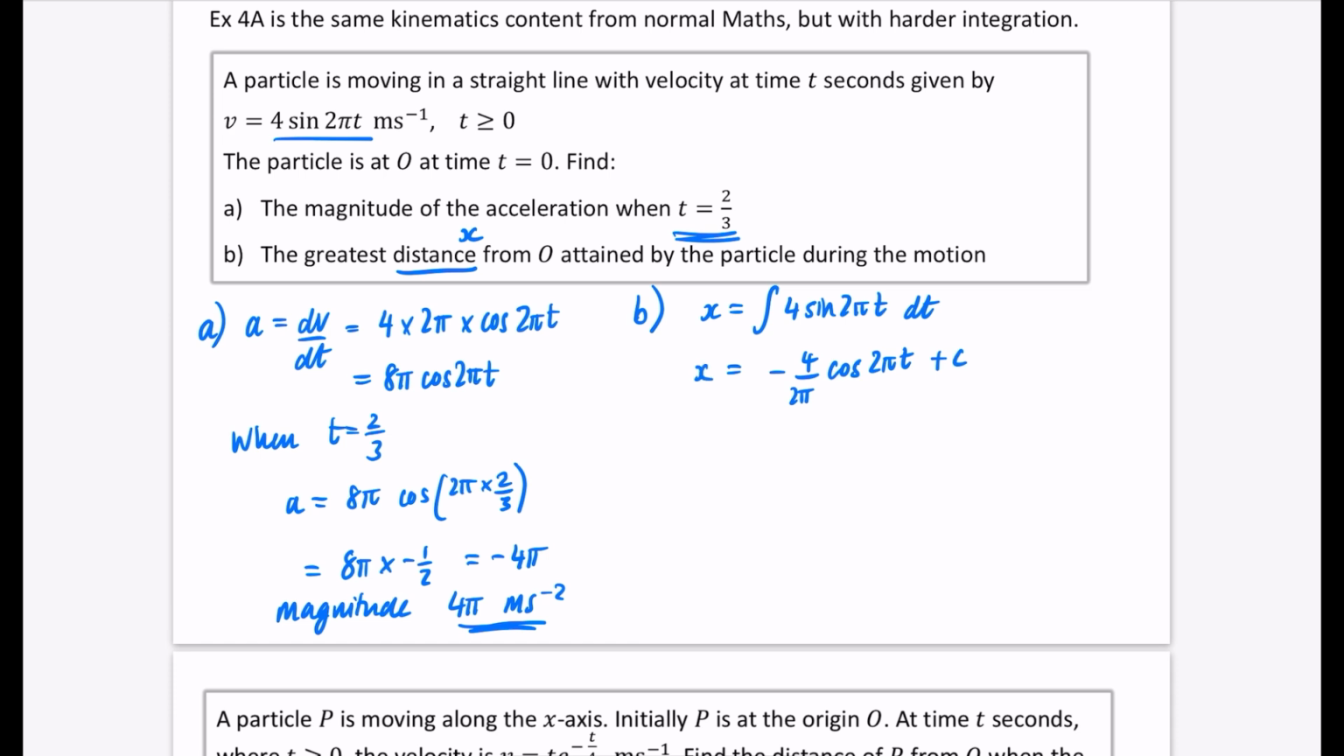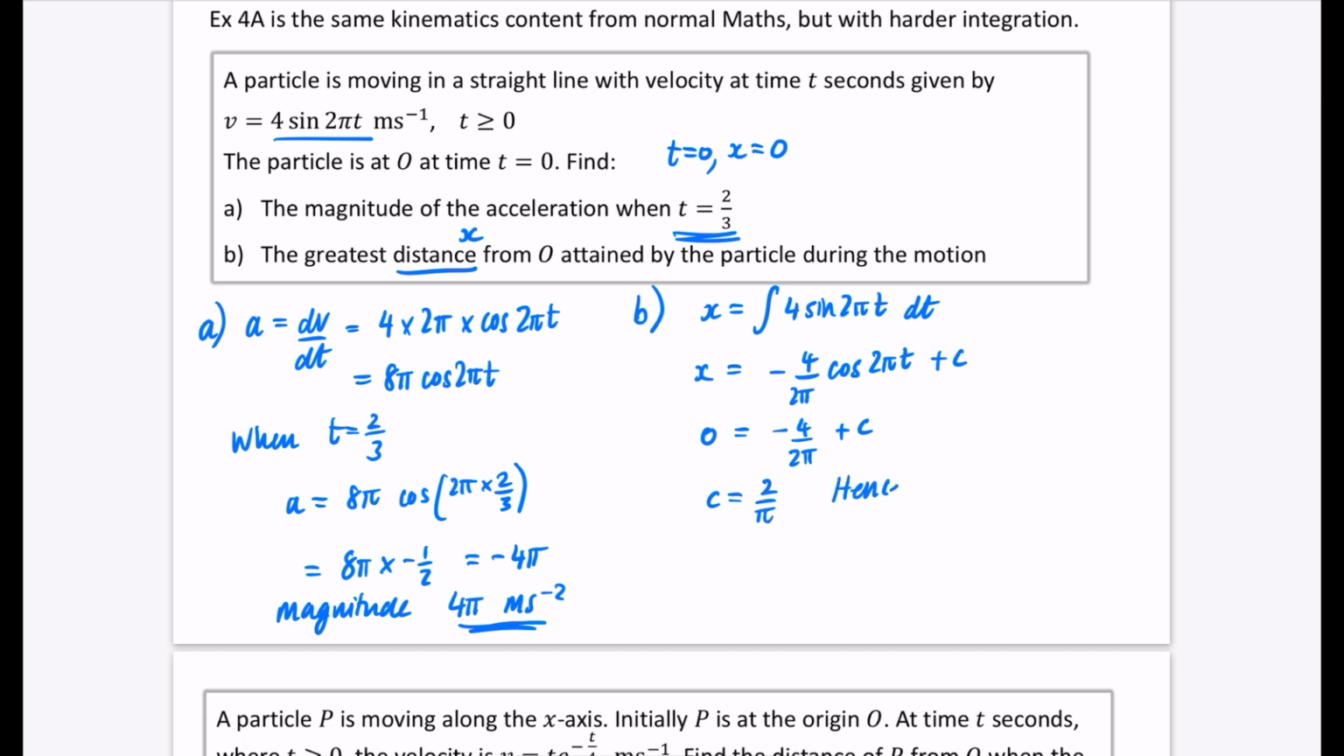Now I know that the particle is at O when t equals 0. In other words, when t is equal to 0, x is equal to 0. So I can find out what that constant of integration is. So I get 0 equals, when t is 0, the cos of 2 pi times 0, the cos of 0. The cos of 0 is 1. So it is just minus 4 over 2 pi plus c. In other words, this means that c is equal to 4 over 2 pi, or just 2 over pi.